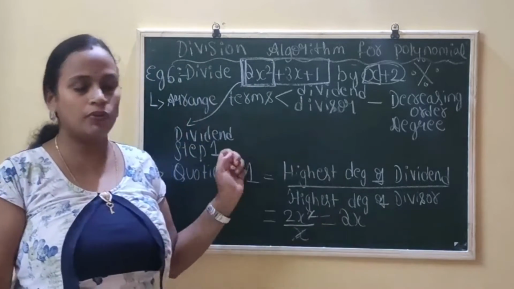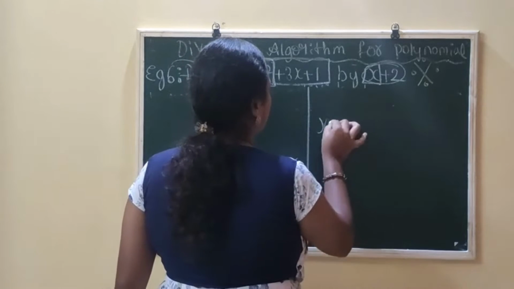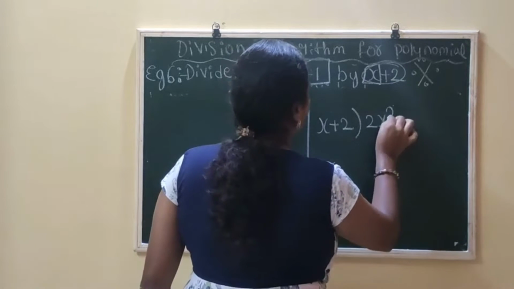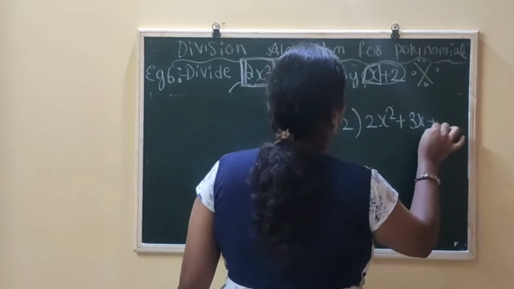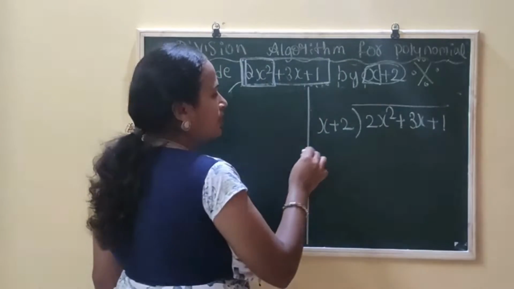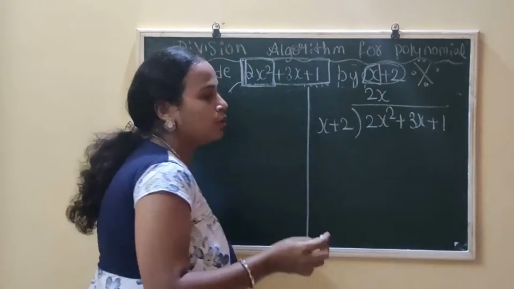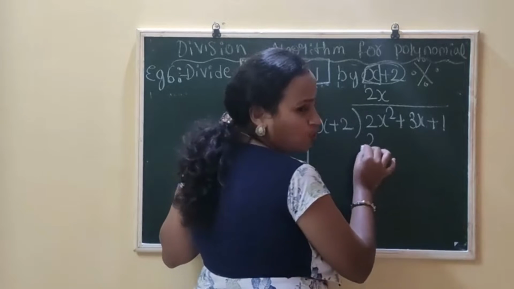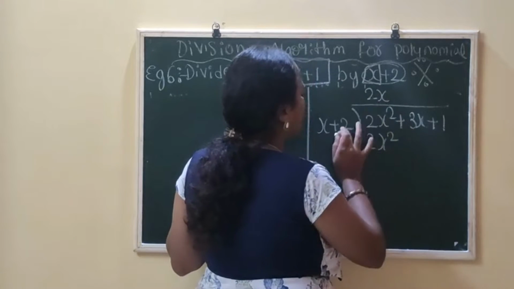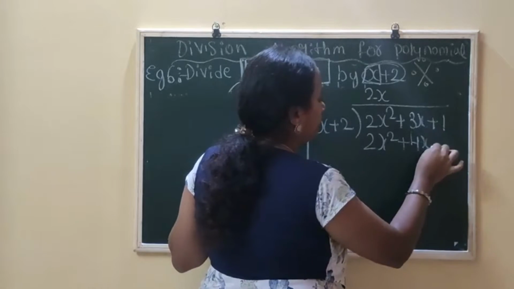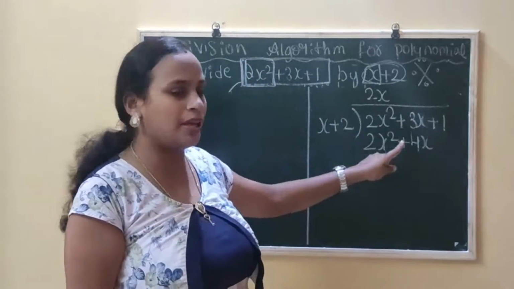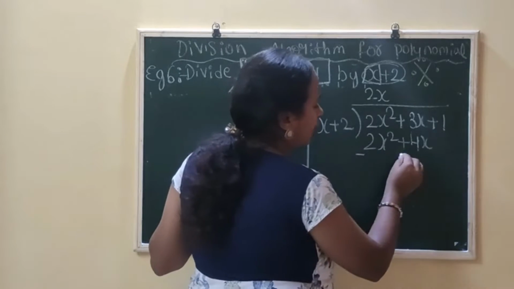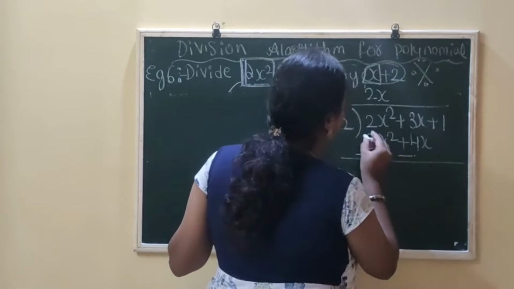Clear? Now we will try to solve this. x plus 2 divided into 2x square plus 3x plus 1. Quotient 1 is 2x. Now you can perform the normal division. 2x into x gives 2x square, followed by 2x into 2, which is 4x. They are of the same sign, so you need to multiply by the opposite sign to get them cancelled. I multiply by minus, so I am going to perform the subtraction operation.